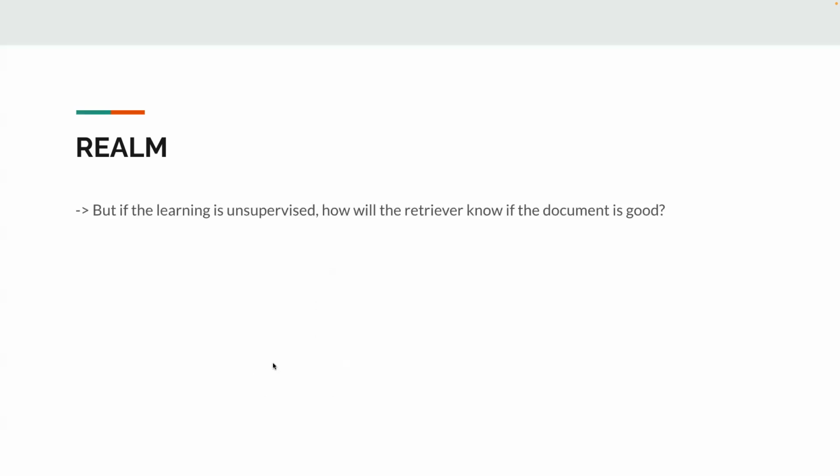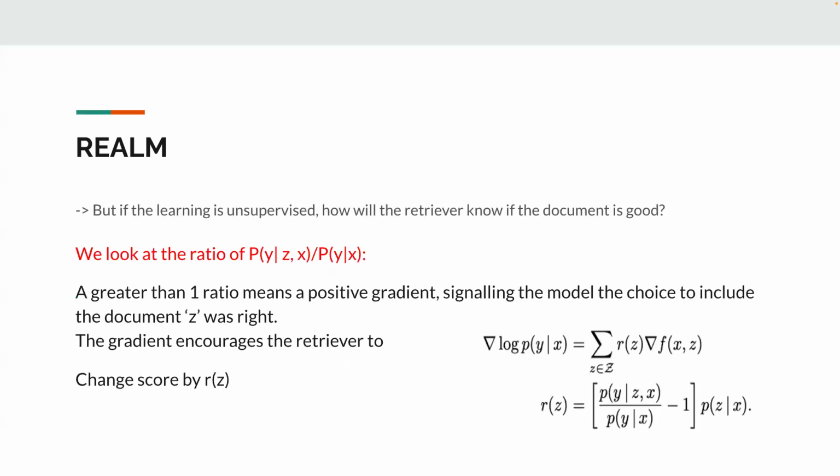And the question is then, if the learning is unsupervised, how do we know that the retriever knows that the document was good? And the answer is they add this term called RZ to the gradient that you get, and not add, sorry, multiply or factor it. And they've made this term in such a way that if the numerator is greater than the denominator, this entire term becomes greater than 1 and essentially positive. So RZ becomes positive, and that would signal the model to say that this document Z that you got here, that actually really helped me. And this is why, with respect to this query, the document was more pertinent.